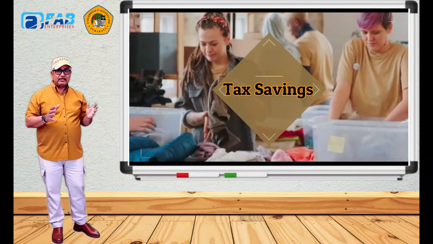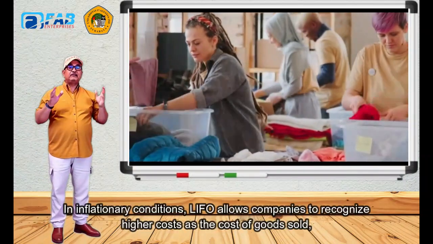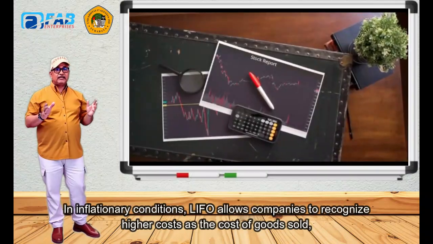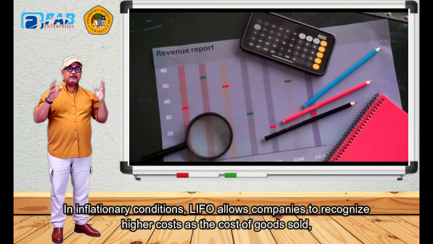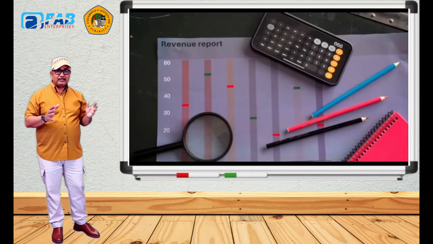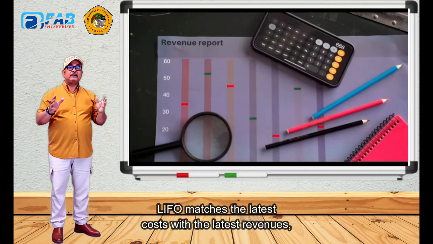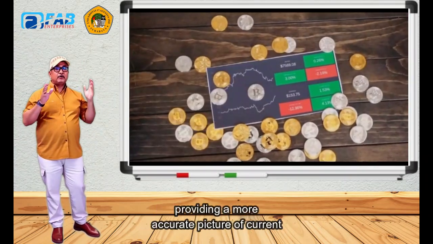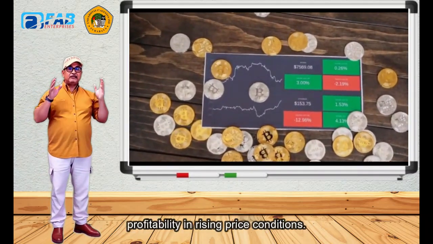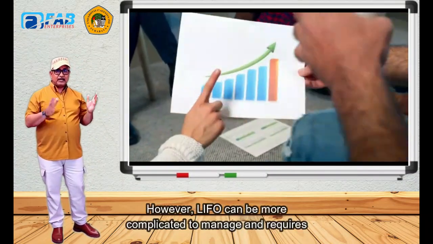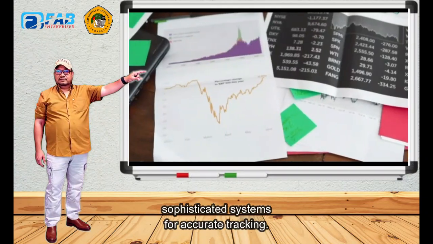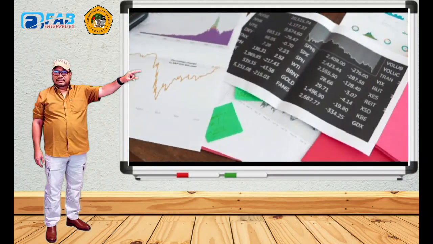1. Tax savings. In inflationary conditions, LIFO allows companies to recognize higher costs as the cost of goods sold, which can reduce taxable income. 2. Matching cost. LIFO matches the latest costs with the latest revenues, providing a more accurate picture of current profitability in rising price conditions. However, LIFO can be more complicated to manage and requires sophisticated systems for accurate tracking.